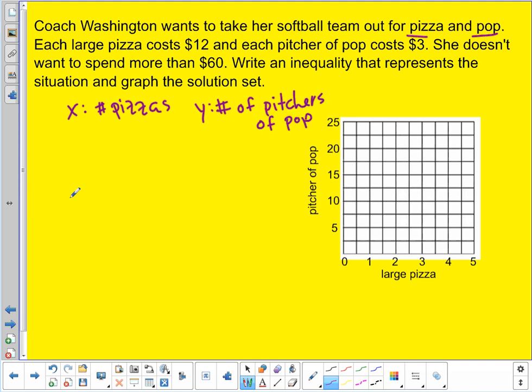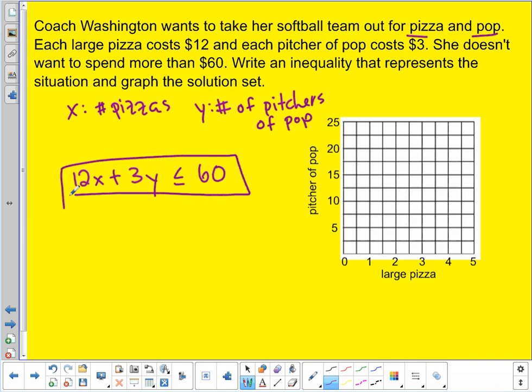So then what's happening to each variable? For pizza, it's $12 times every X. For pop, it's $3 times every Y. Total, 60 bucks. She doesn't want to spend over that, so it's got to be less than or equal to. That's the inequality that we're writing.